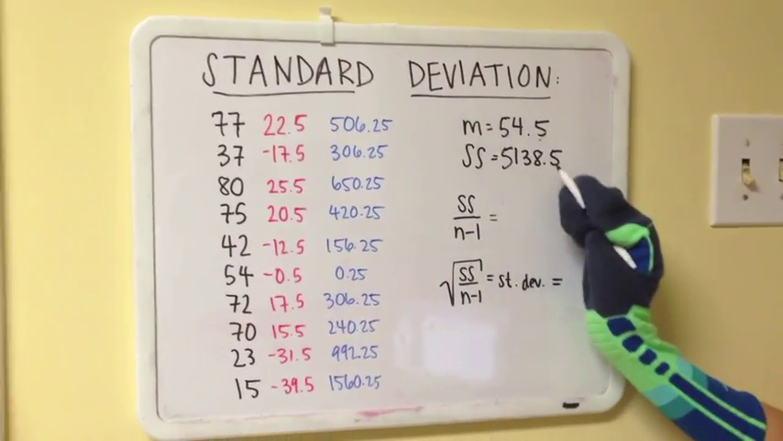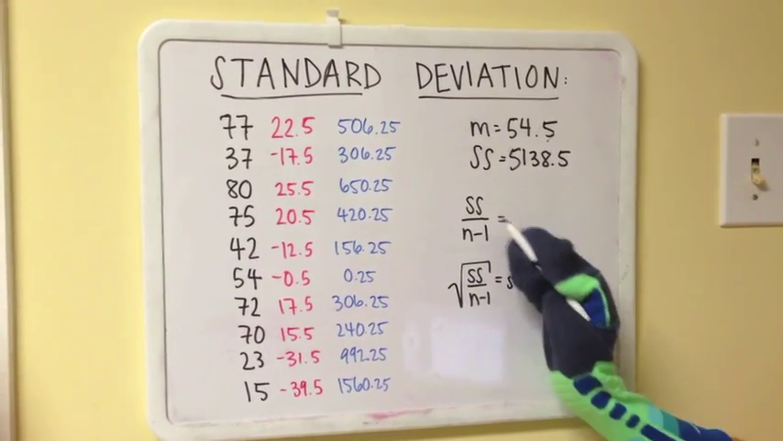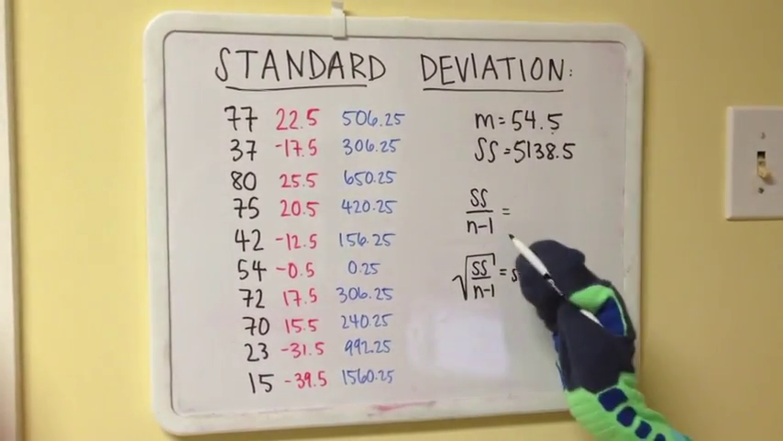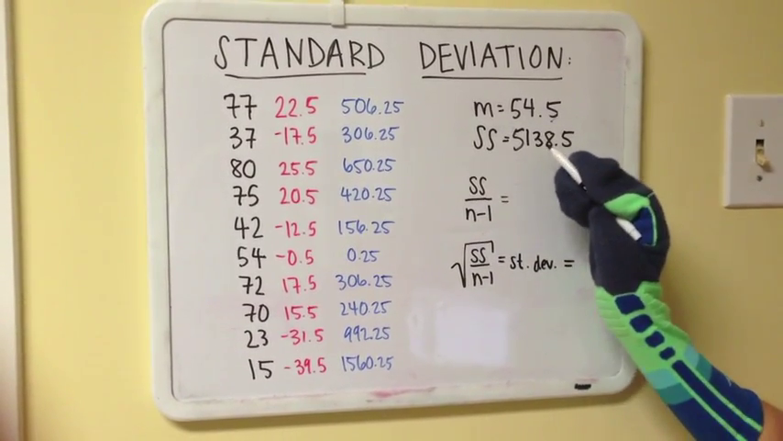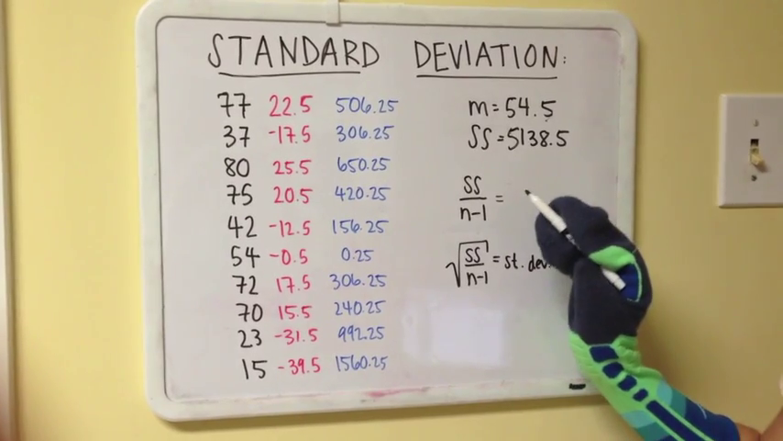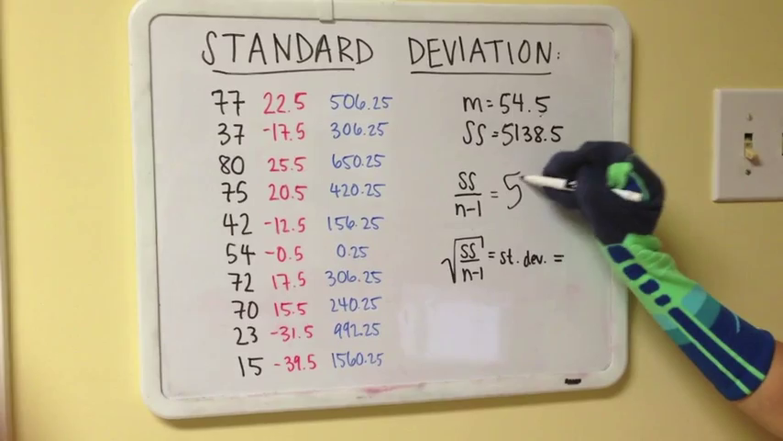So now that we have our sum of squares, we need to divide by the degrees of freedom, which is n minus 1. Now remember, our n is 10. So we're going to do n minus 1, which is 9. So once we do 5,138.5 divided by 9, we get 570.94.